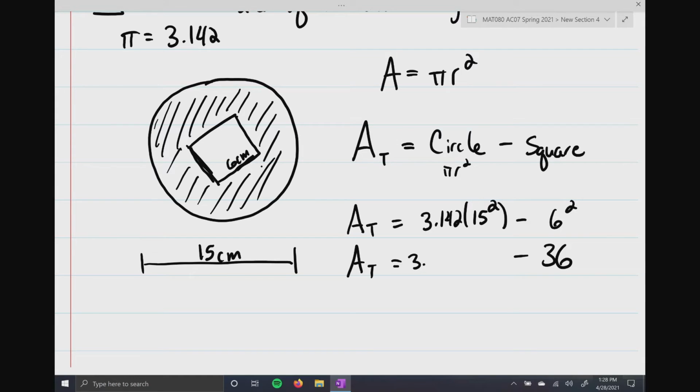It's not 15. It should be 7.5, correct? Yeah, that's what I thought. As soon as I looked and I saw my 15 centimeters, I went, oh, okay, I'm wrong. So we need to do 7.5 squared. It's the radius. I wrote the diameter by accident.